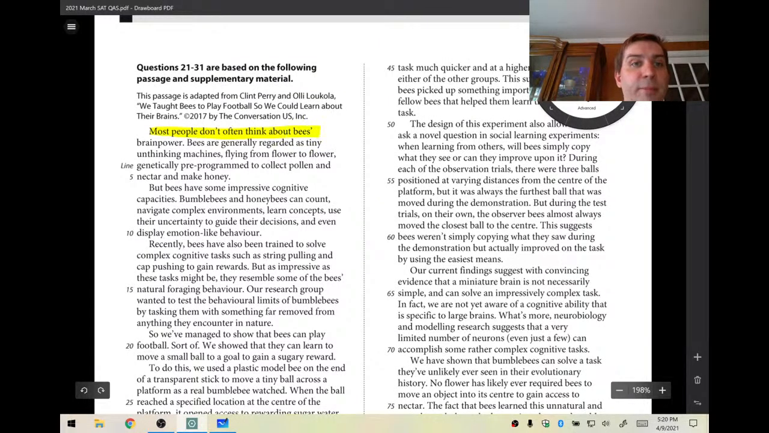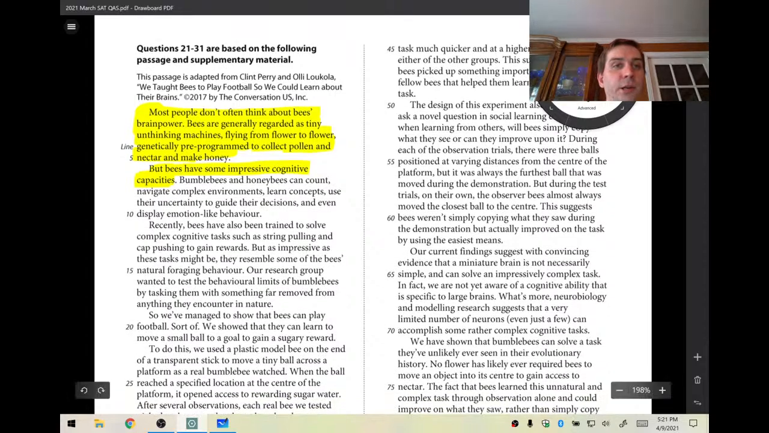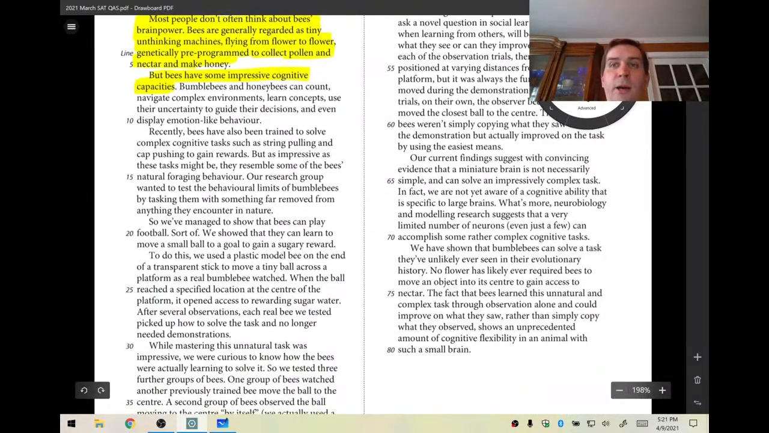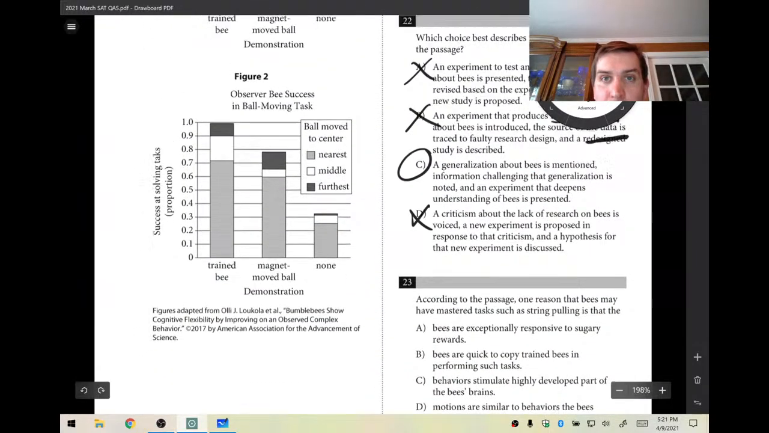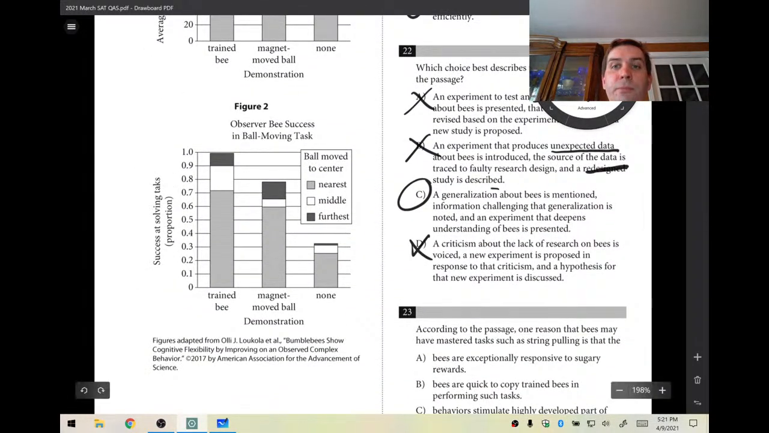Most people don't often think about bees' brain power. Are bees dumb? Bees are generally regarded as tiny, unthinking machines. No, maybe not. But bees have some impressive cognitive capacities. So we start with a preconception, a preconceived notion. Bees, are they intelligent? Do we care? Okay, so that's the generalization.